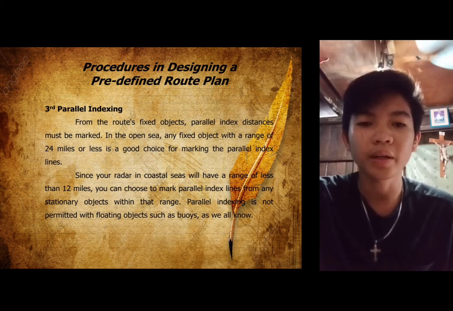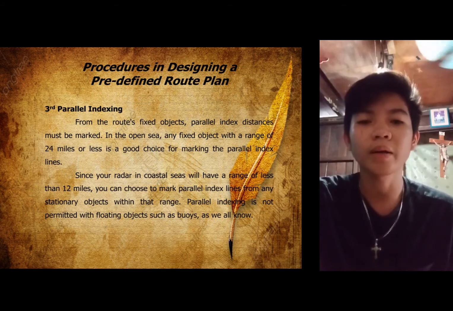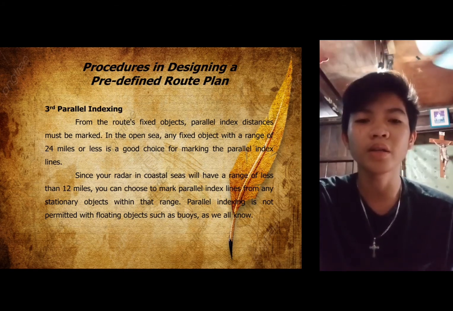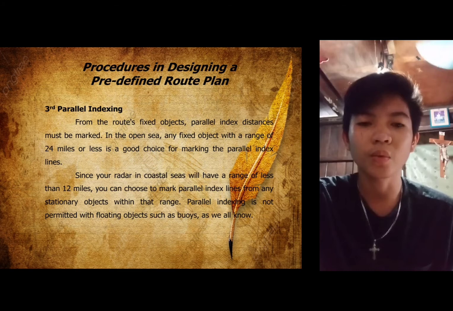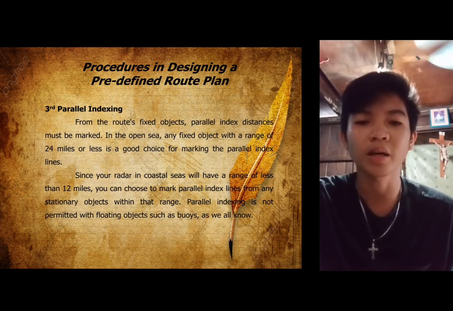Your radar in coastal seas will have a range of less than 12 miles. You can choose to mark parallel index lines from any stationary object within that range. Parallel indexing is not permitted with floating objects such as buoys, as we all know.